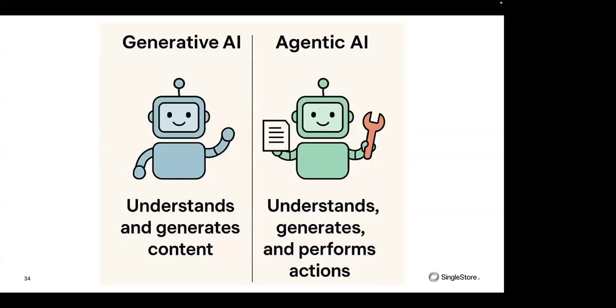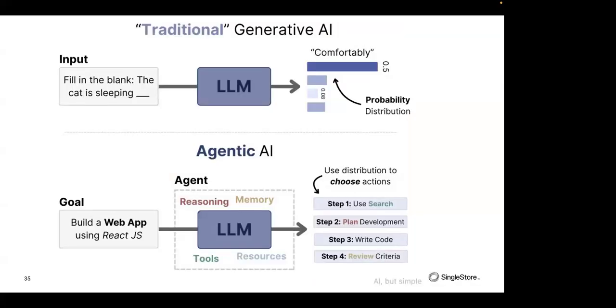And this is a simple differentiation between generative AI and agentic AI. Generative AI is where it understands and generates content. That's it. Whereas agentic AI understands, generates, and performs actions because it can do tool calling and it can take its own actions. And in traditional generative AI, there is an LLM that basically predicts the next word. That's it. Whereas in agentic AI, there is an agent in between.